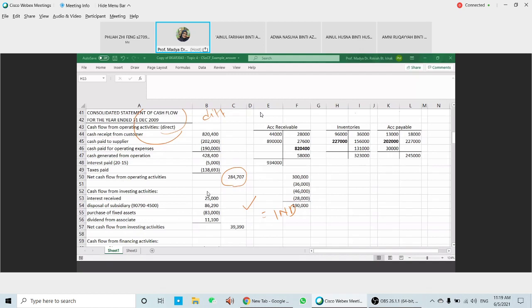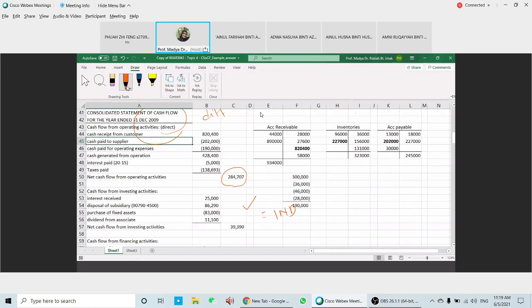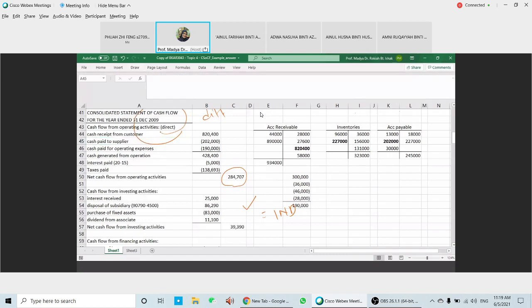It's just this one for direct method. With the direct method here, you need to calculate the receipt, okay, just receive a cash receipt from a customer. So for cash receipt from a customer here, we're going to look at the accounts receivable. We're going to focus on accounts receivable.